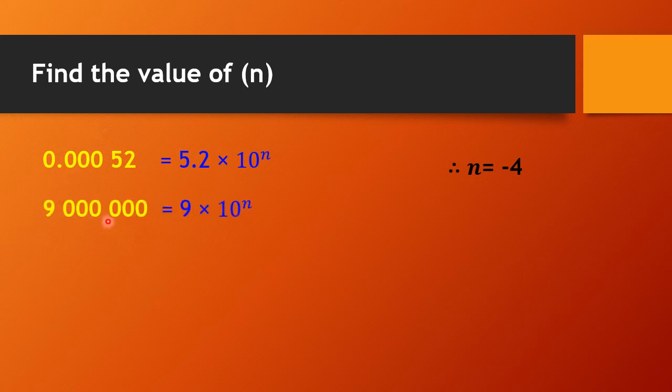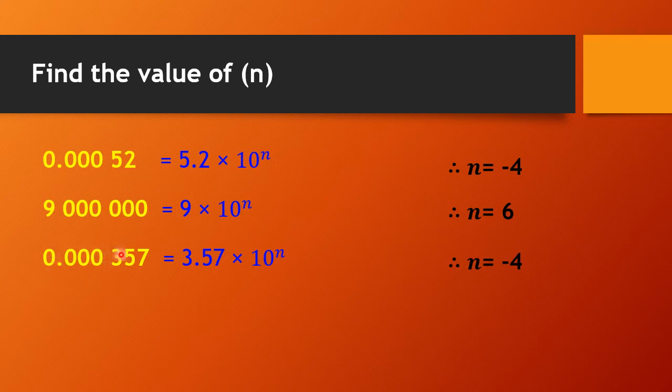In this number, we will move the decimal point to the left: 1, 2, 3, 4, 5, 6. It will be 6 places to the left. To the left, the power goes up. It will be 6. In this example, we will move the decimal point to the right: 1, 2, 3, 4. 4 or negative 4? n will be negative 4 because we will move the decimal point to the right 4 places.